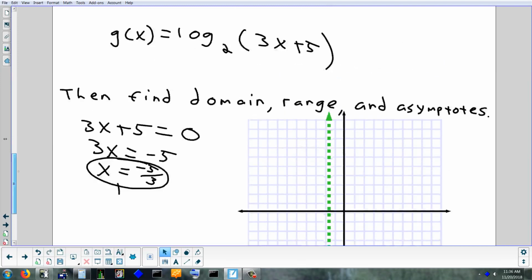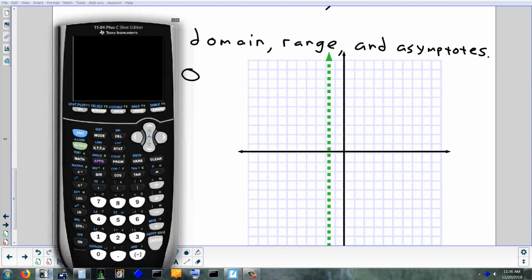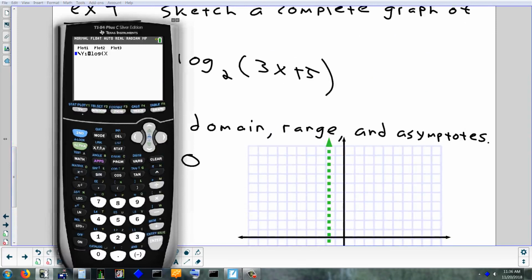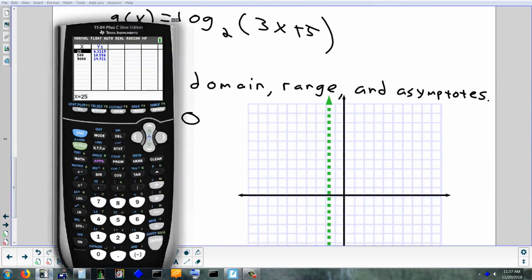All right, so next thing I want to do is put that in the calculator and try to find some other points in the table. Now remember, it's base 2, so can I type in base 2 with a single button for it? Not with a single button. So I'm going to type it in using the change of base formula: log(3x plus 5) divided by log 2. I'm going to check and make sure that that's the vertical asymptote. So if I type in negative 5/3, I should get an error.